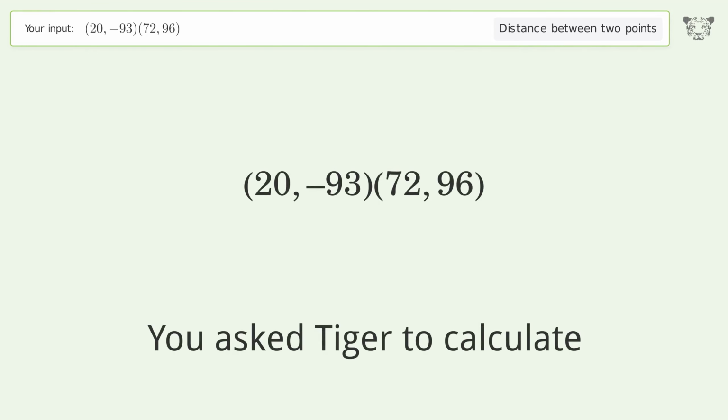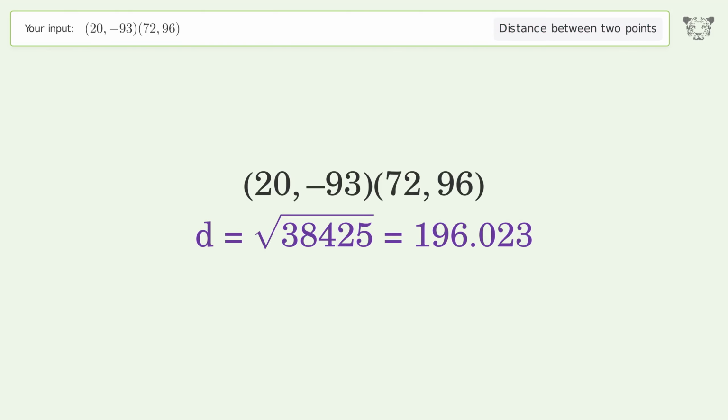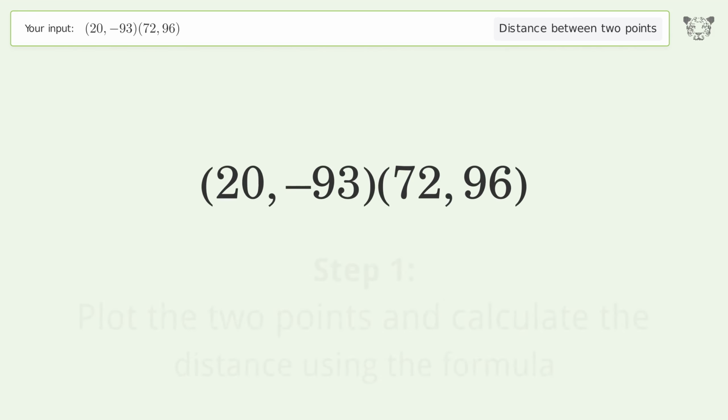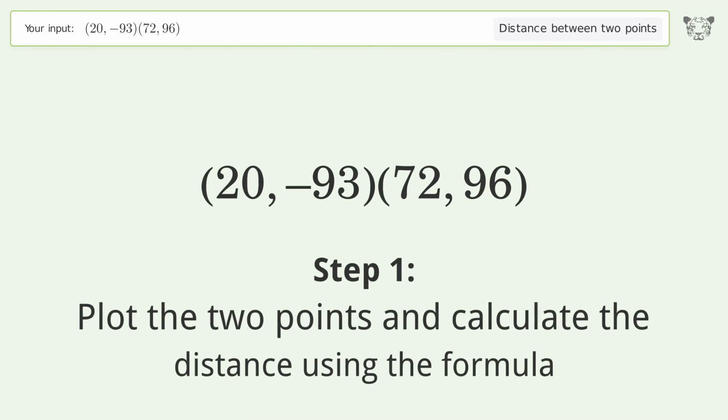You ask Tiger to calculate. This deals with the distance between 2 points. The distance between the 2 points is the square root of 38,425 or 196.023. Let's solve it step by step. Plot the 2 points and calculate the distance using the formula.